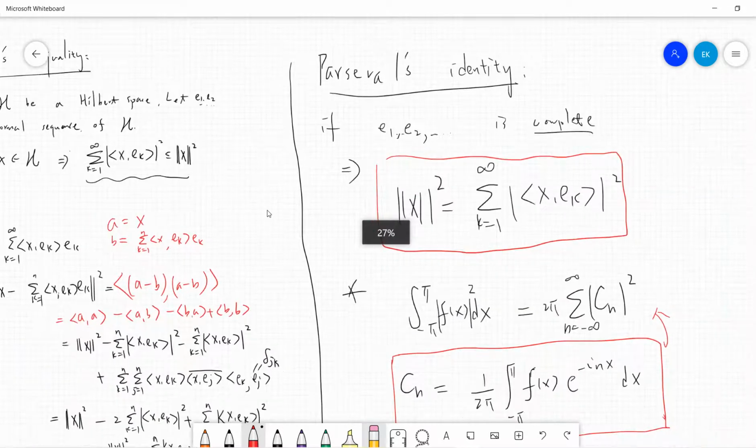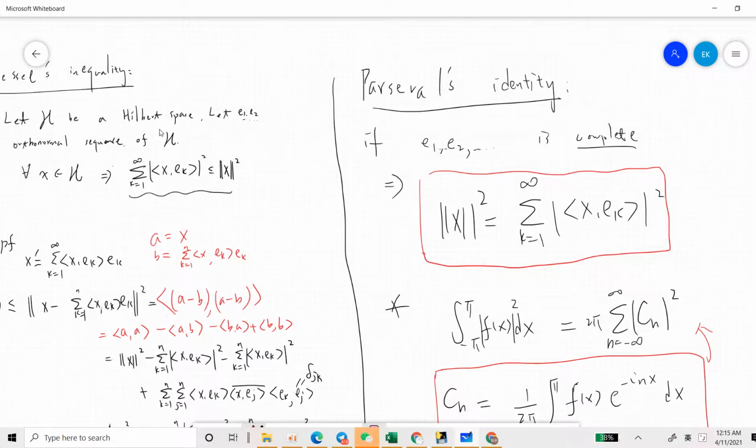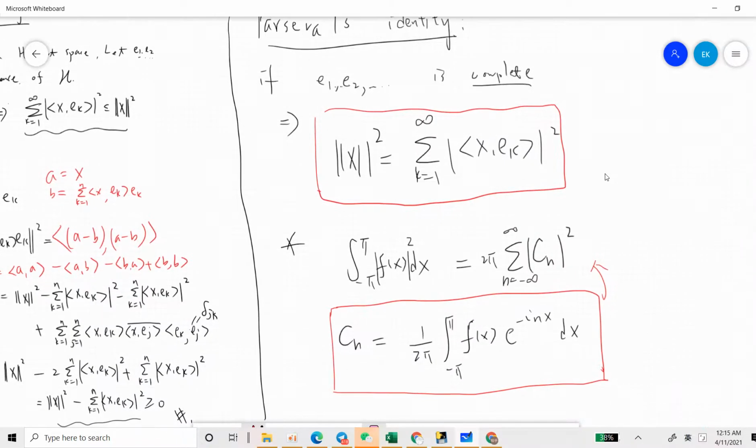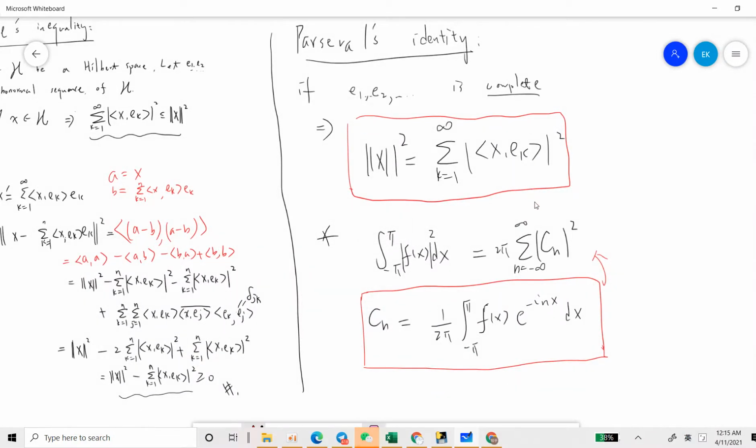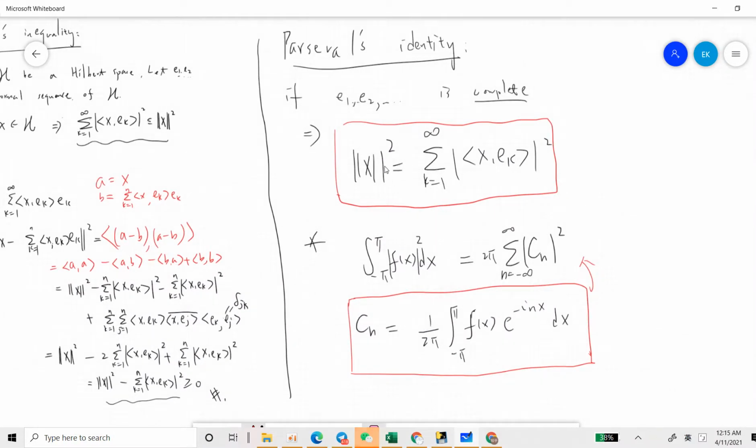And if e1, e2, up to infinity is complete, so basically if you think of H as just a complex Hilbert space, then the norm of x squared becomes this sum, and this will just be equality. So for example, in Fourier analysis, you can take f in L2, with the integral of |f| squared dx. This is the inner product, and then cn is the Fourier coefficient. By definition, your length squared will be the sum of the Fourier coefficients squared, and then the integral is just up to 2 pi.